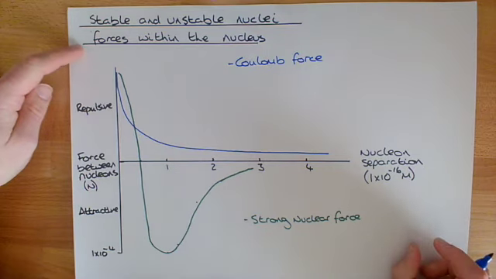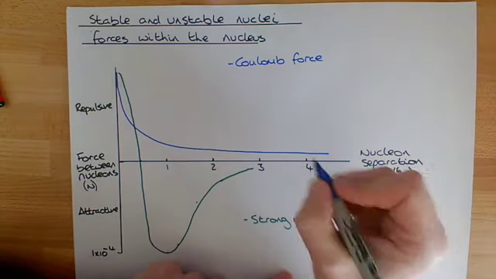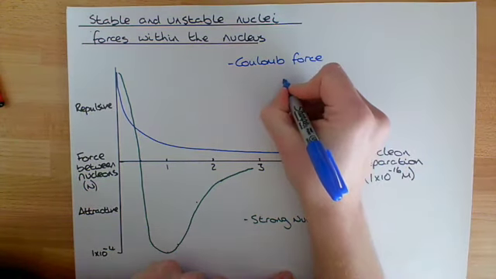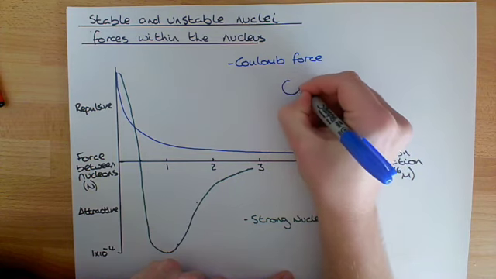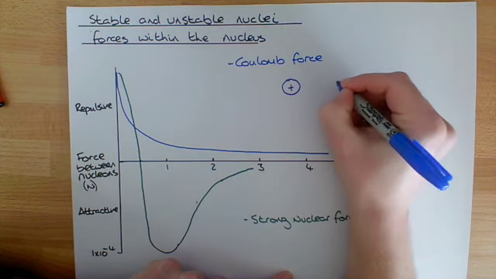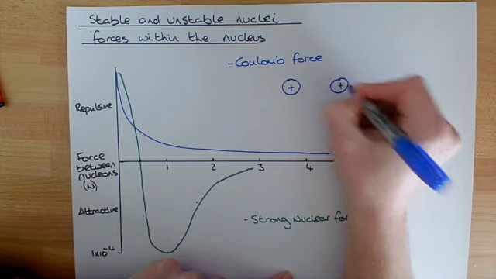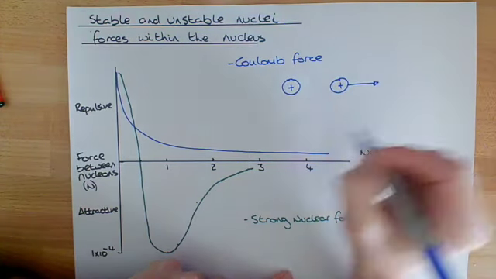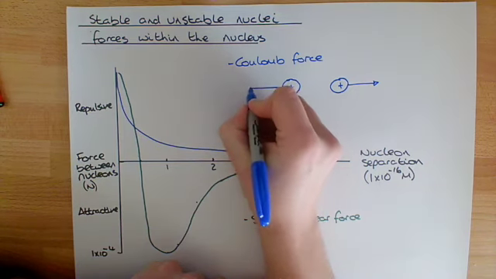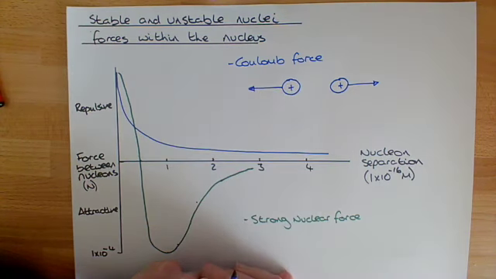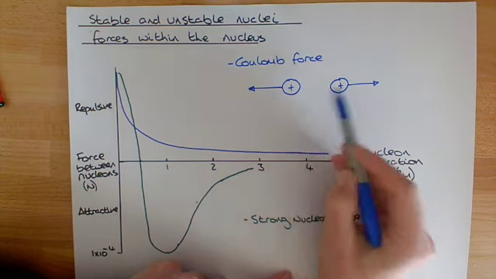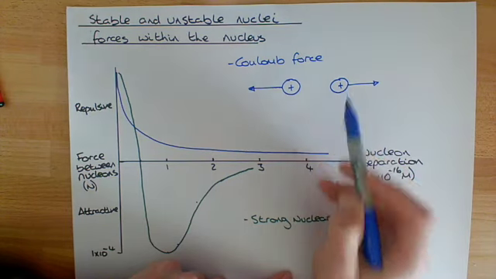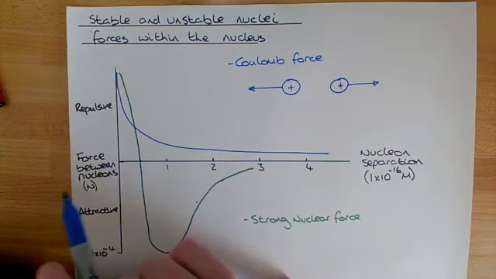stability. So first of all, the Coulomb force is the force between charged particles, and in the nucleus, the charged particles are the protons. And from GCSE science, you should know and you should be happy with the idea that if I try and put two positive charges together, or even two negative charges together, they're going to exert a repulsive force on each other. And that's what's happening between the protons within the nucleus.